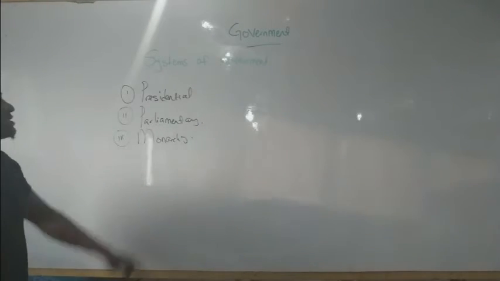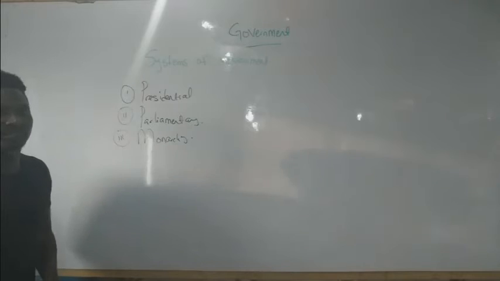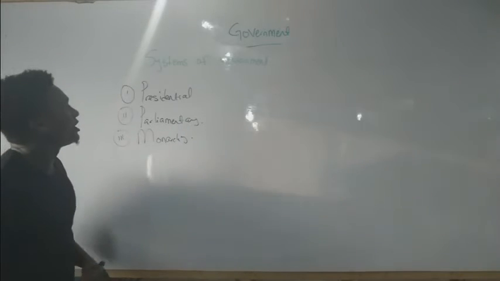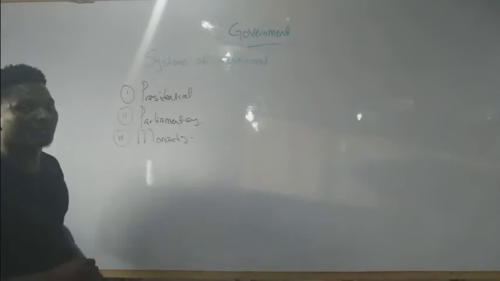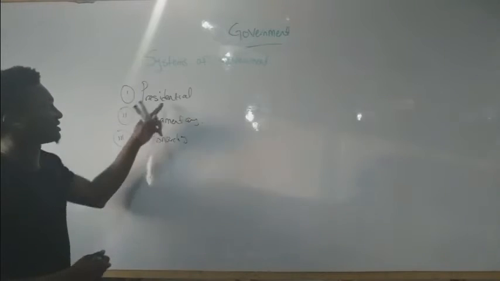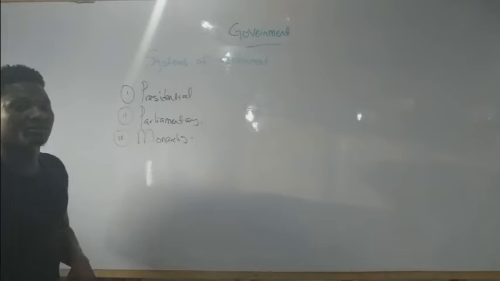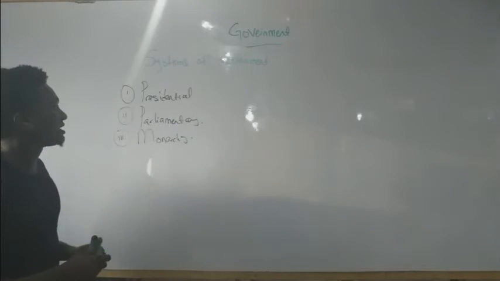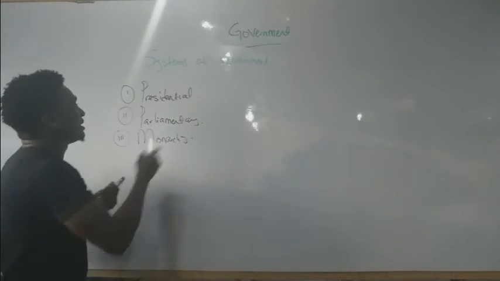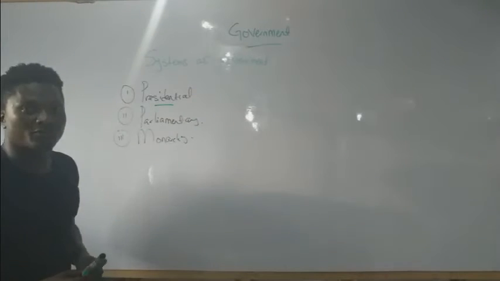Now today we shall be looking at systems of government. And of course, under this topic, we have three examples. We have the presidential system, the parliamentary system, and of course, monarchy. But for the sake of class, we shall dwell extensively on the presidential system of government.